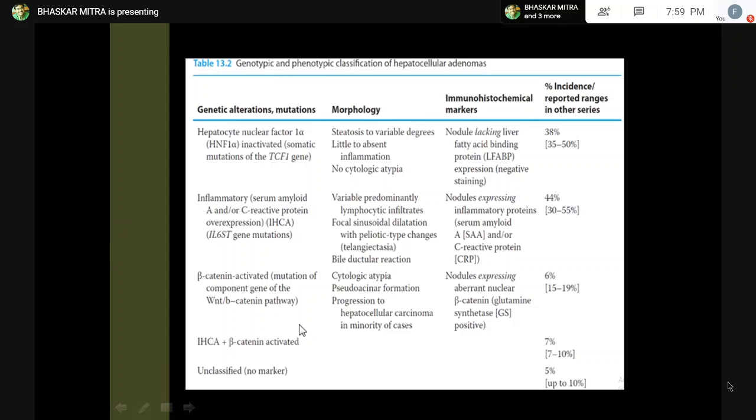With the beta-catenin activated mutation, there is activation of the WNT beta-catenin pathway. That leads to increased carcinogenesis of these cells. Some say these are the missing links from hepatocellular adenoma to hepatocellular carcinoma. They show some amount of cytological atypia and pseudoacinar formation, and the chance of development of hepatocellular carcinoma is more. As there is beta-catenin activation, there is overexpression of beta-catenin and glutamine synthetase.